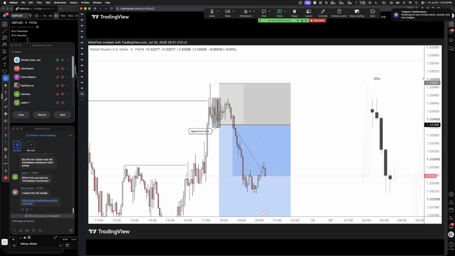No, that's not enough, bro. That's not enough for me. If that was the reason why it won, then it would have gone immediately. Notice that it had to sweep. This move worked out because it swept.